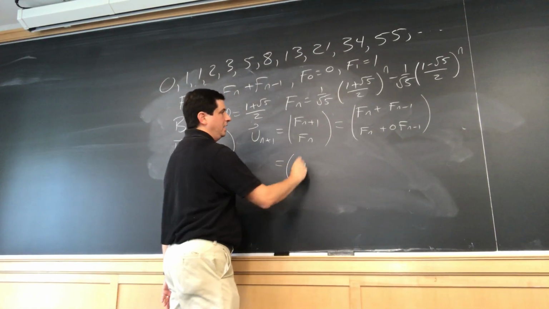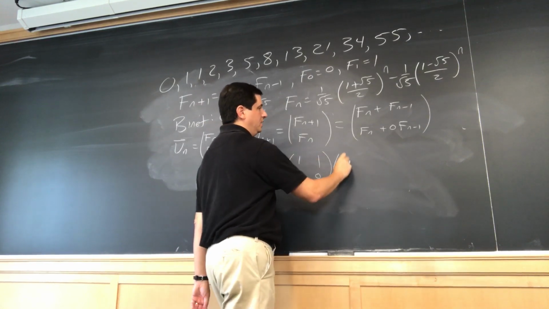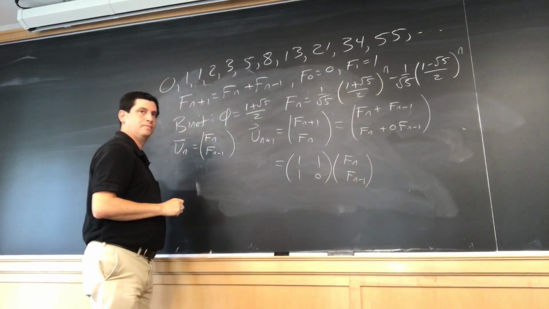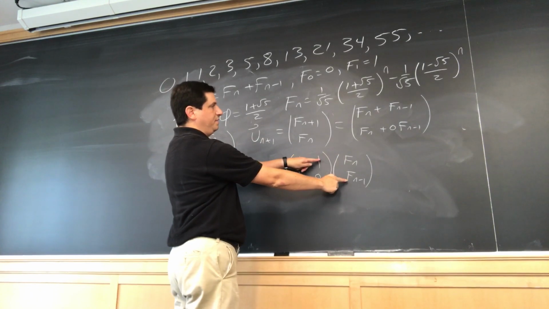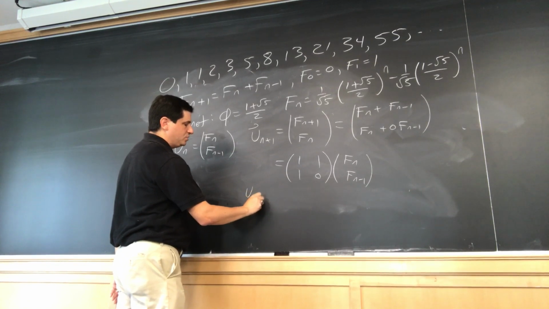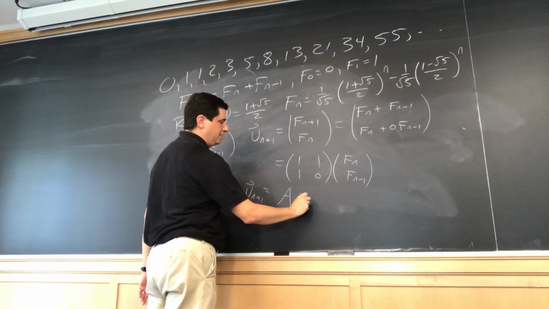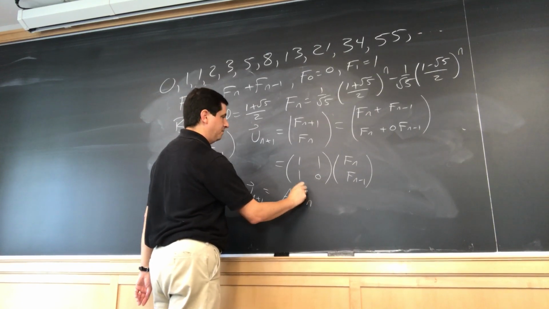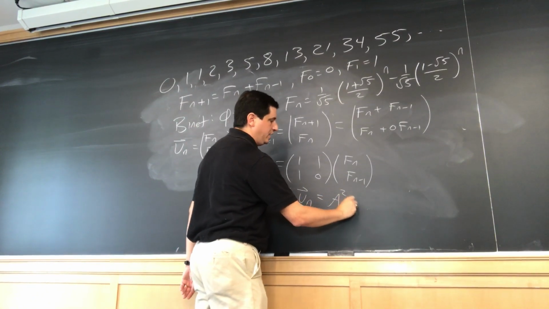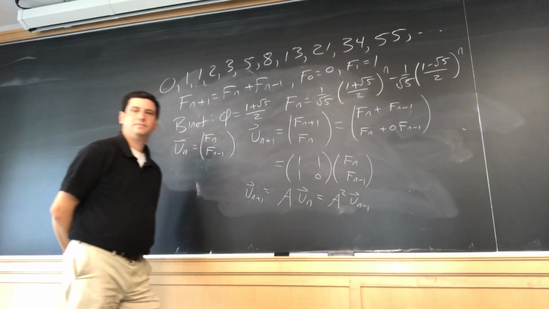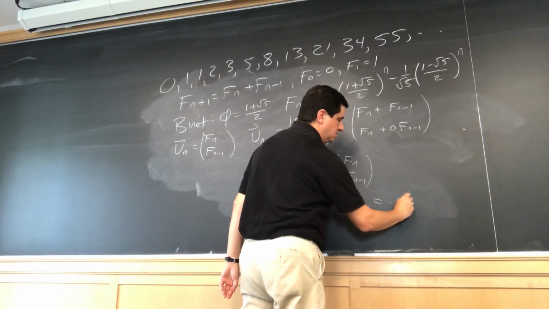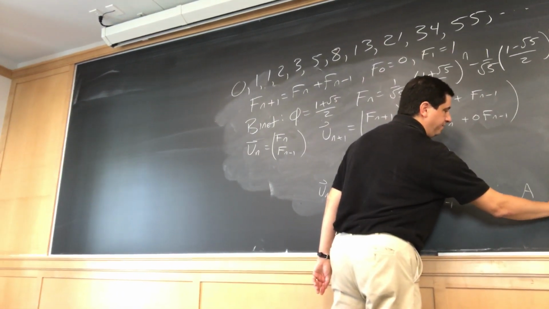This is the same as the matrix 1, 1, 1, 0 times Fn, Fn minus 1. So what we've just shown is Vn plus 1 is, let's call this matrix A, A times Vn, which is also the same as A squared Vn minus 1. And now I keep going all the way down until I get A to some power acting on V1.